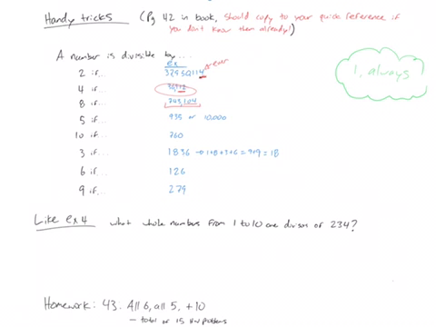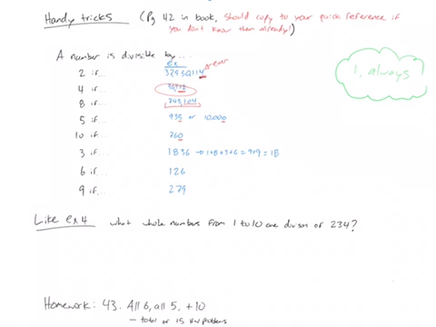We know it's divisible by 5 if the last number is either a 5 or a 0. So if your number ends in a 5 or a 0, then it is divisible by 5, meaning 5 is a factor of it. It's divisible by 10 if the last number is a 0. Then you know 10 is a factor of that number.